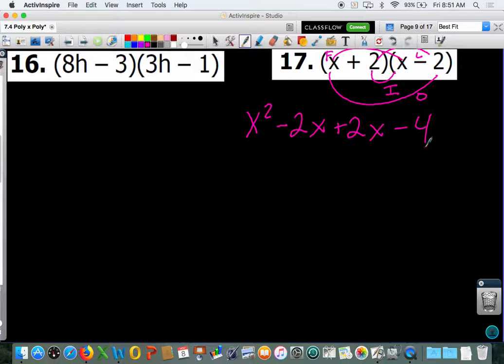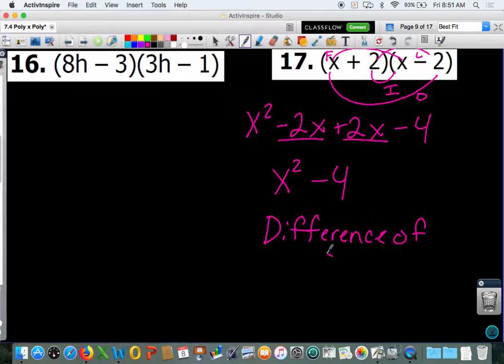Combine those like terms. So x squared, negative 2x plus 2x, that's 0x. Because it's a zero coefficient, I don't need to write it. Bring your negative 4 down. This right here is called a difference of squares. We will look at what a difference of squares is in a couple lessons. But just know you've heard the words difference of squares before when we get there.